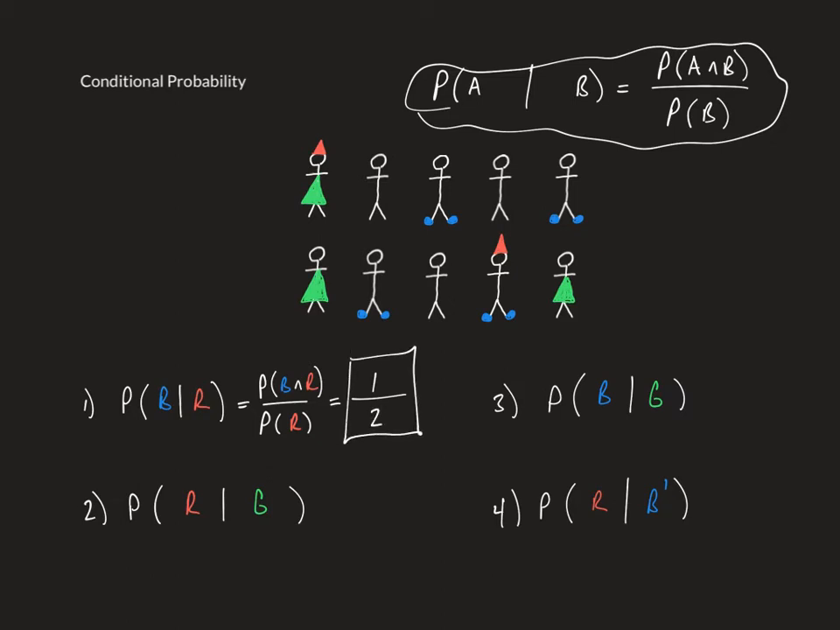And let's think about this logically. If we wanted the probability that someone has blue shoes given that they have a red hat, we're only considering the red-hatted people. And of those 2 red-hatted people, how many of them have blue shoes? Just the 1. All right, let's take example 2.